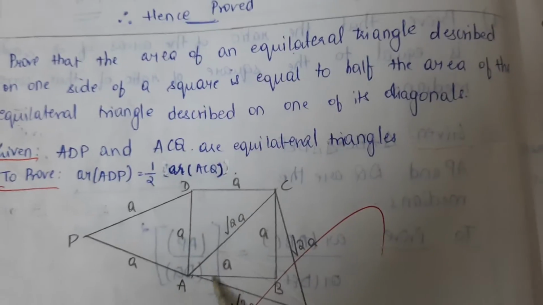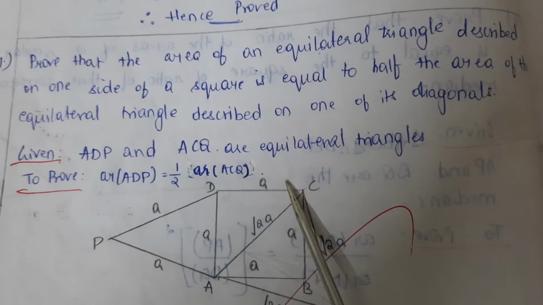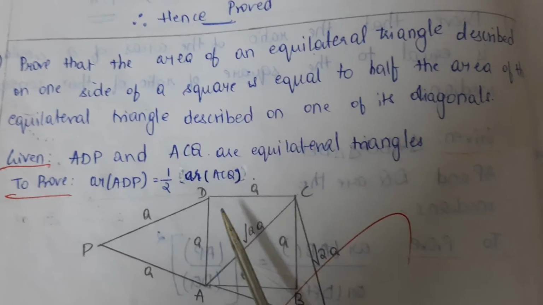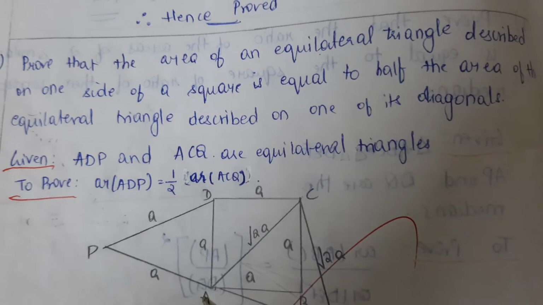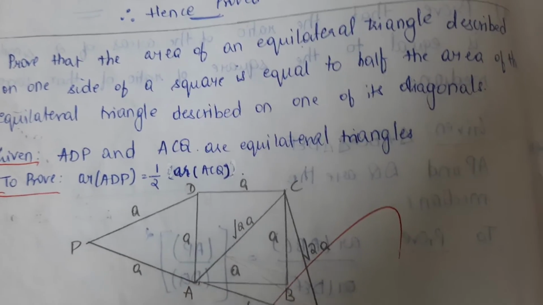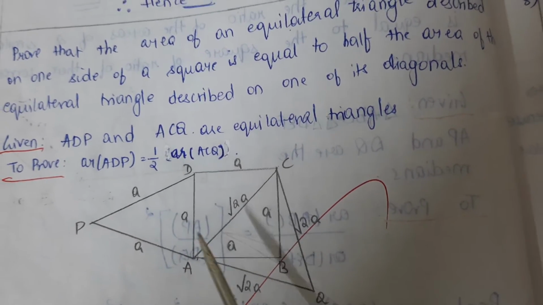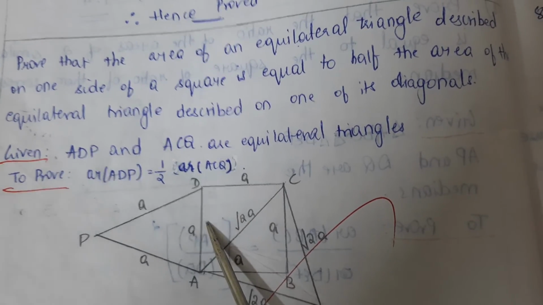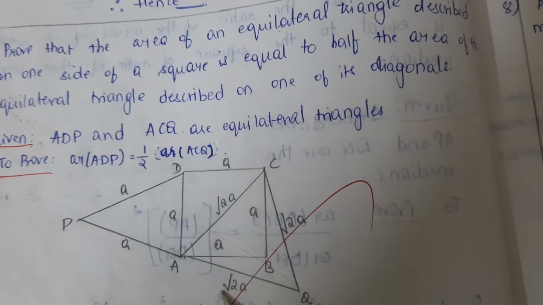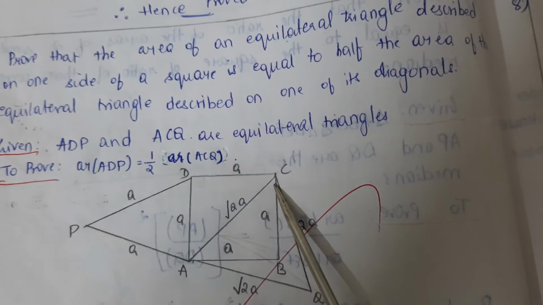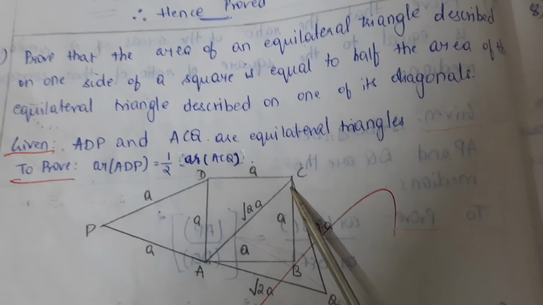So this is a square now. Let us assume A is the side of the square. This is an equilateral triangle PAD, that is DPA is one triangle, along one side of the square. And here is another equilateral triangle, which is described on the diagonal. So here AQC is another equilateral triangle.